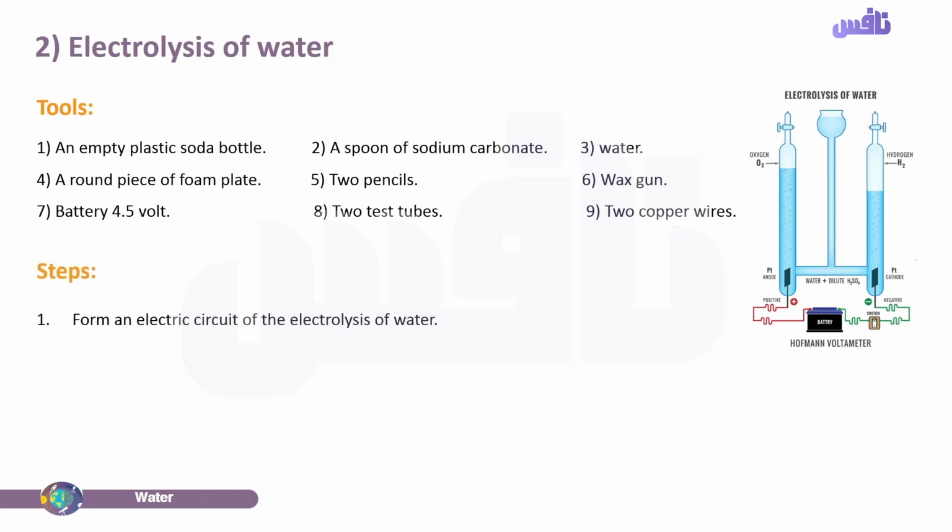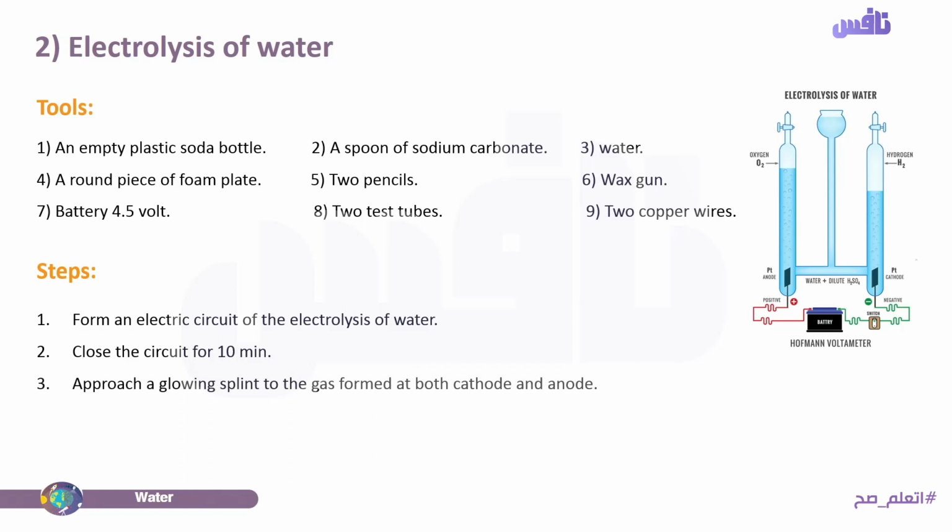Steps. Number 1, form an electric circuit for the electrolysis of water, like in the picture. Number 2, close the circuit for 10 minutes. Number 3, approach a glowing splint to the glass on both the cathode and the anode. This is called the cathode and this is called the anode.